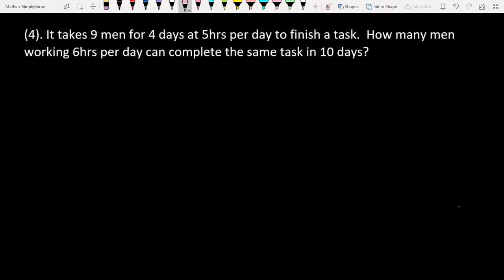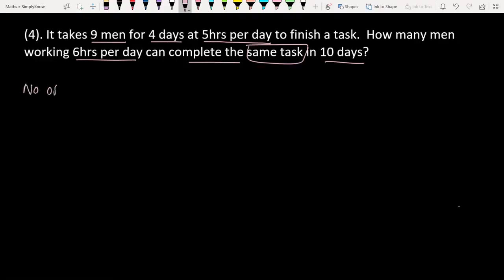Fourth question. It takes 9 men 4 days at 5 hours per day to finish a task. How many men working 6 hours per day can complete the same task in 10 days? So there are two situations here. So let's apply our formula.